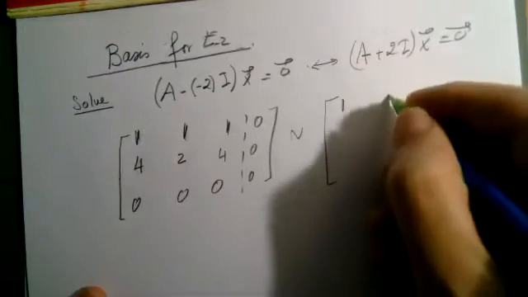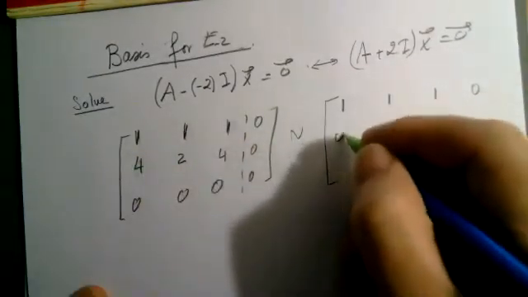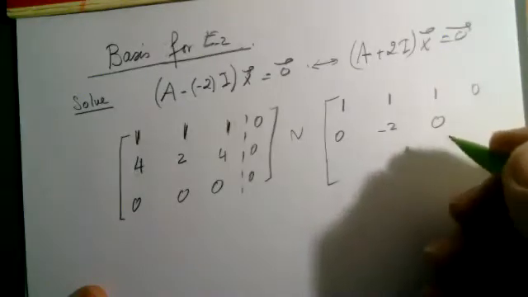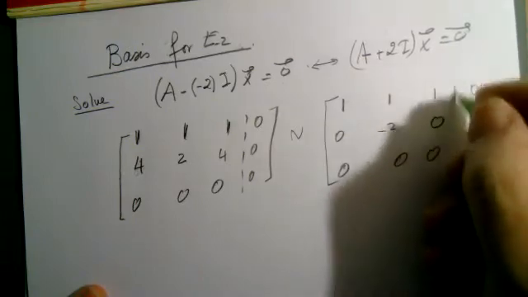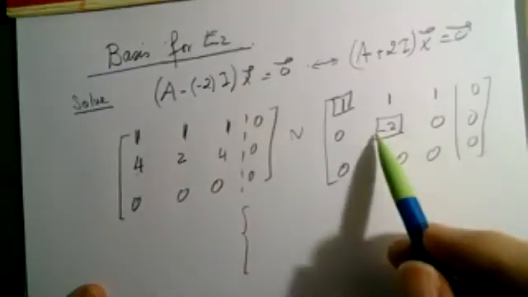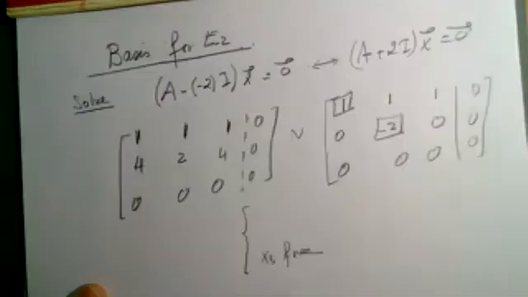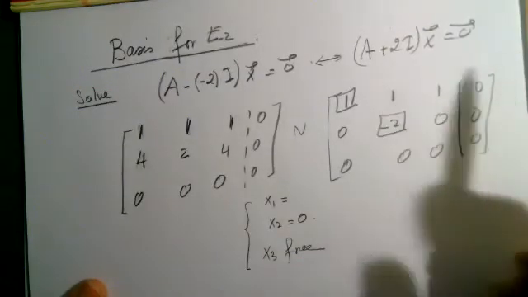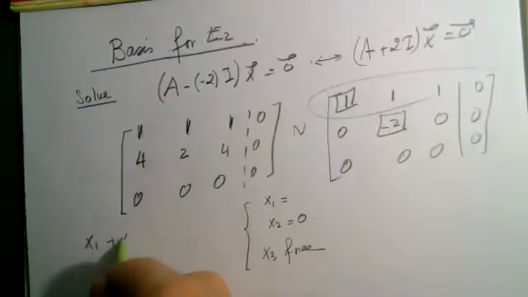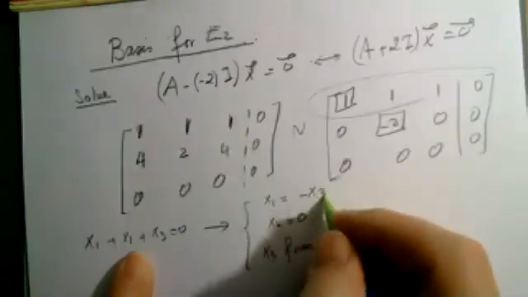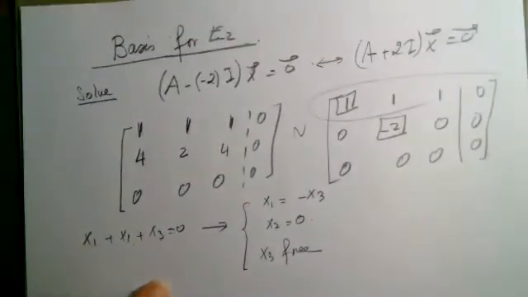Okay, so this will give me 1, 1, 1. Then -4 plus 4 is a 0, -4 plus 2 is a -2, -4 plus 2 is a 0, and then 0, 0, 0. Okay, so leading variables. When I solve, I will get x3 free, x2 is 0. The first row reads x1 plus x2 plus x3 equal to 0. x2 is 0, x3 is free, and x1 equals minus x3. And the 2 in the middle should be a 4.